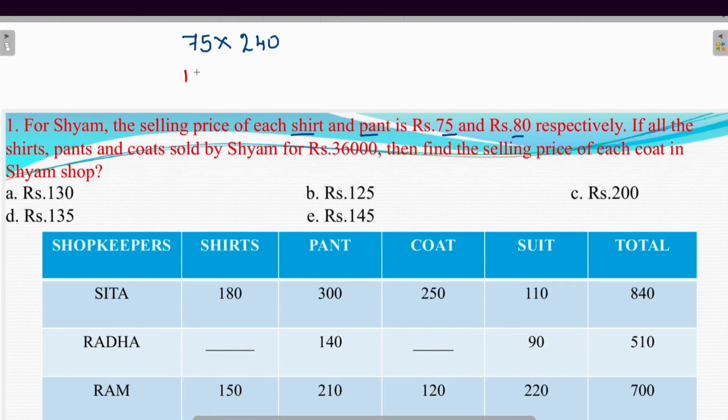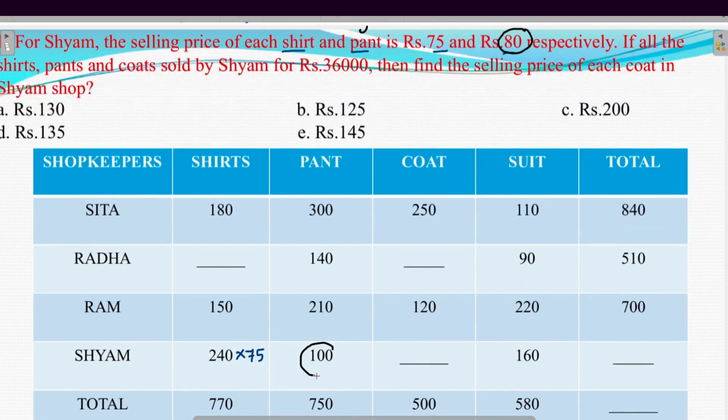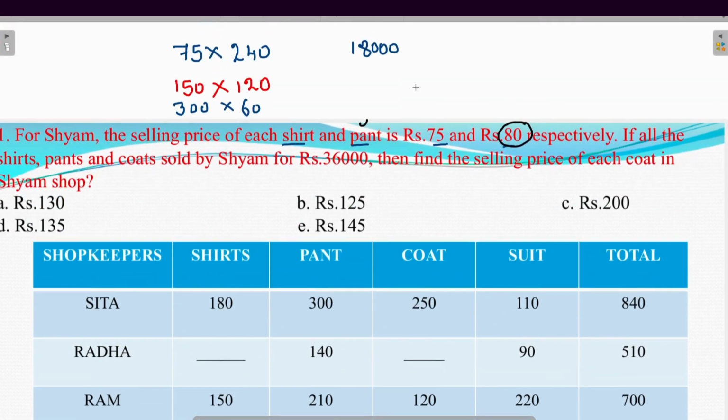So this I will do by mind calculation. Double of 75 is 150. Half of 240 will be 120. Again I have 5. Double of 150 will be 300. Half of 120 will be 60. This is the mind calculation you can do. That will be total 18,000. So total selling price of shirts will be 18,000. Like that I calculate pants also. Each pant cost is 80 rupee. Sham sold 100 pants, 100 into 80, that will be 8,000 rupee. Then total selling price of shirts and pants will be 26,000 rupee.